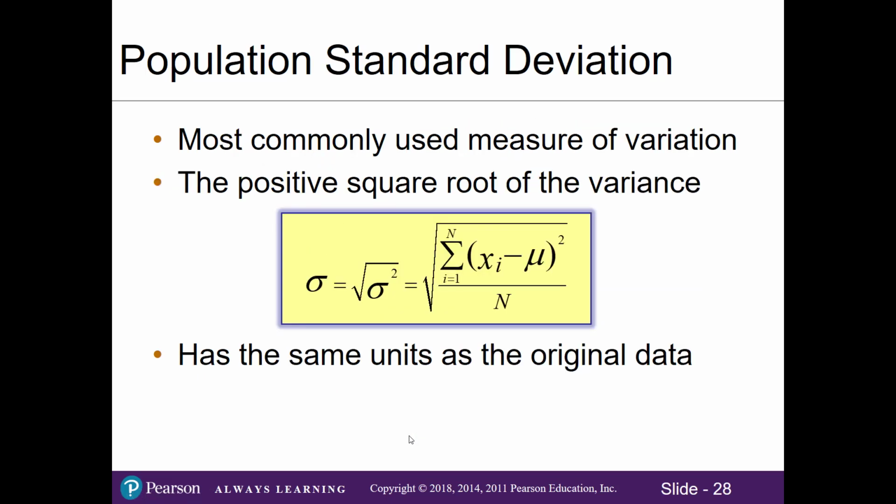Now, with our population standard deviation, it is our most commonly used measure of variation. It's actually the positive square root of the variance on the previous slide. So that's this formula right here you just saw. So to get our standard deviation, you'll square root the variance. And this will allow us to have the same units as our original data. In other words, our standard deviation is going to be in whatever numeric format our story is about, whether it's money or age or weight or whatever data we're looking at.